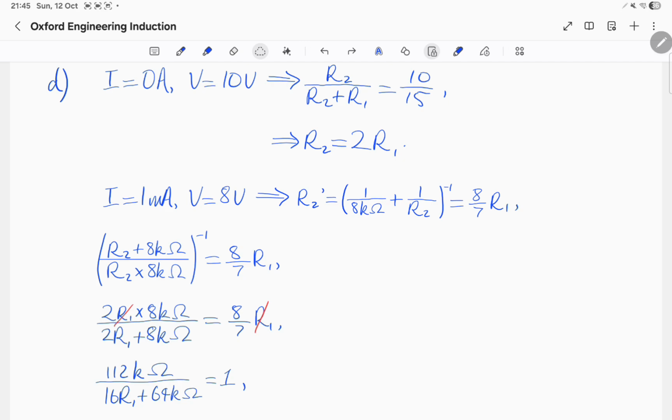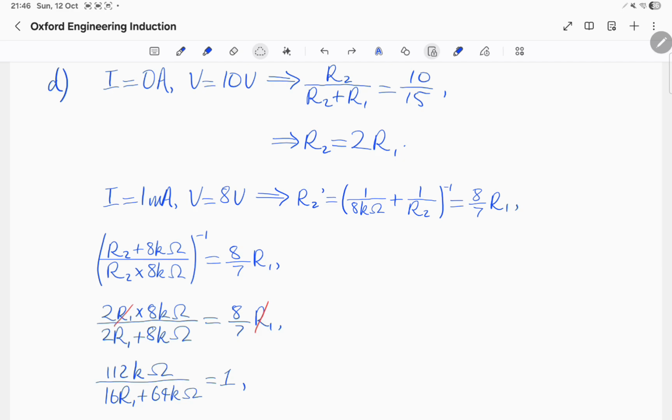Now we'll move on to the second case, where I is equal to 1 milliamp and V is equal to 8 volts. Firstly, we'll define R2 to be the sum of resistances of component A, which right now has a resistance of 8 kilo ohms, and also R2. Using the same method as above, this will have a resistance of 8 over 7 of R1.